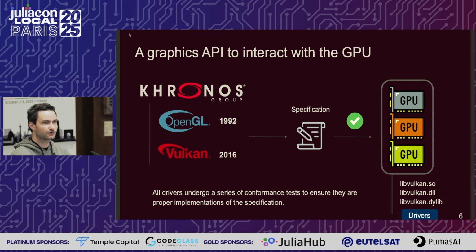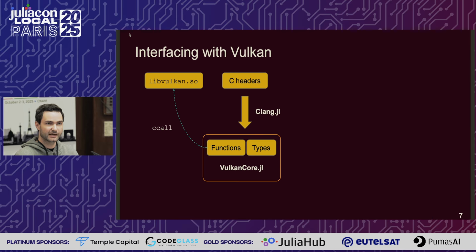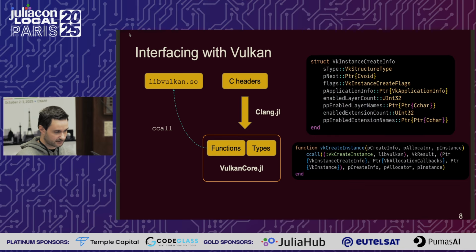So there's no single library for OpenGL or Vulkan. You interact with drivers. These drivers are shared libraries, but they behave in a way that is dictated by the specification. So if you want to interface with Vulkan from Julia, it's, you might say, just another C library interop kind of thing, which it is actually. You can generate bindings with, for example, Clang.jl from C headers. The Khronos Group does provide a bunch of C headers. Then you have a bunch of structures and a bunch of functions that essentially wrap C calls.